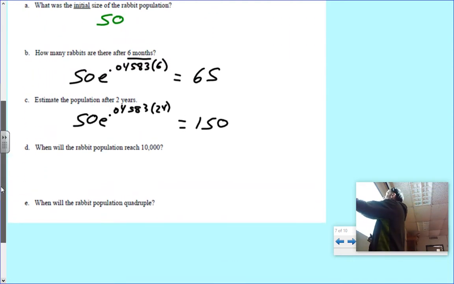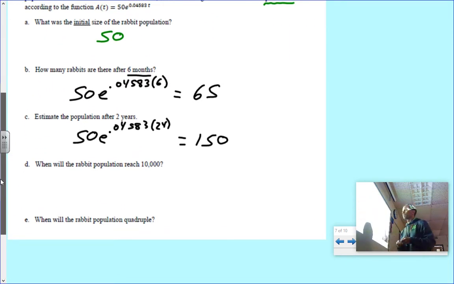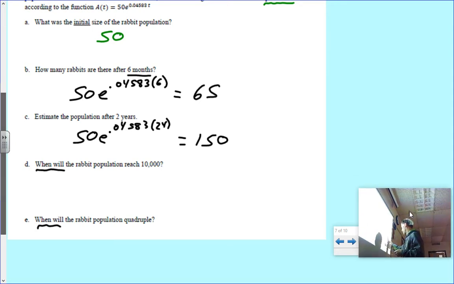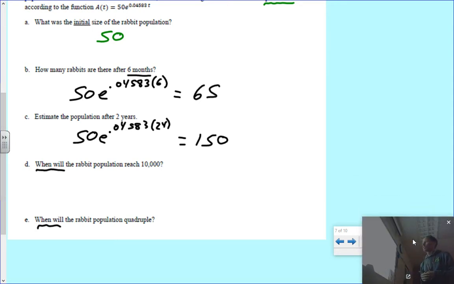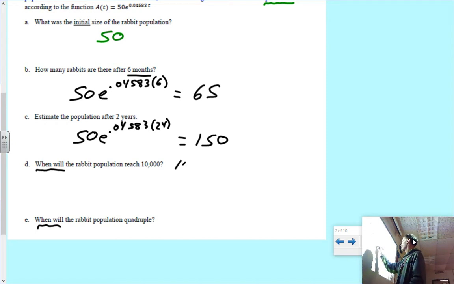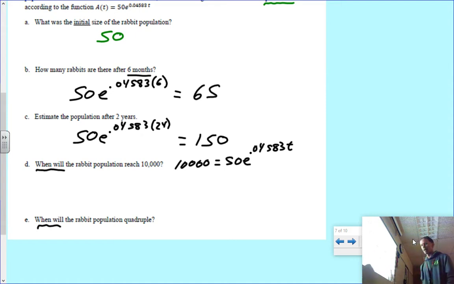So on these two, now we want to know when something will happen. In other words, when you see this, that means we're solving for a T value, okay? So let's take a look and see how this works. The good news is it's going to work the same way every single time. So if I want my population to be 10,000, I'm going to set 10,000 equal to my function. So it's going to look like this, and I want to solve that for T.